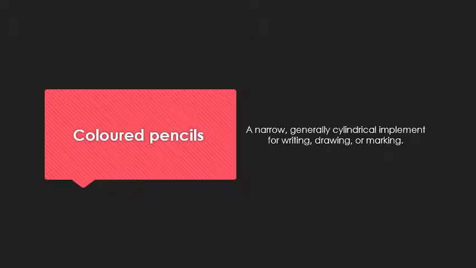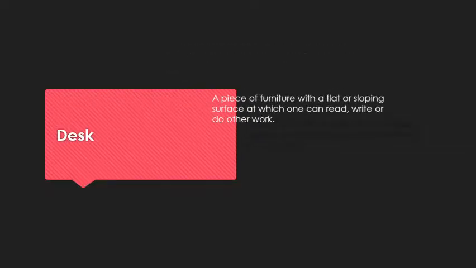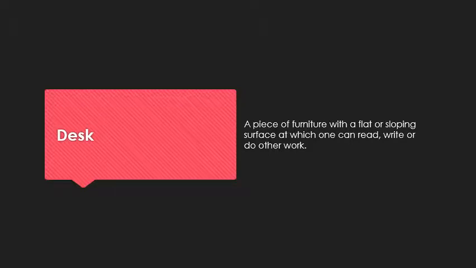Then we have the colored pencils. It is a narrow, generally cylindrical implement for writing, drawing, or marking. Okay. We have a desk. Yes, we all have one in the classroom. You sit either on your own or next to a person. But the definition of a desk is a piece of furniture with a flat or sloping surface at which one can read, write, or do other work.